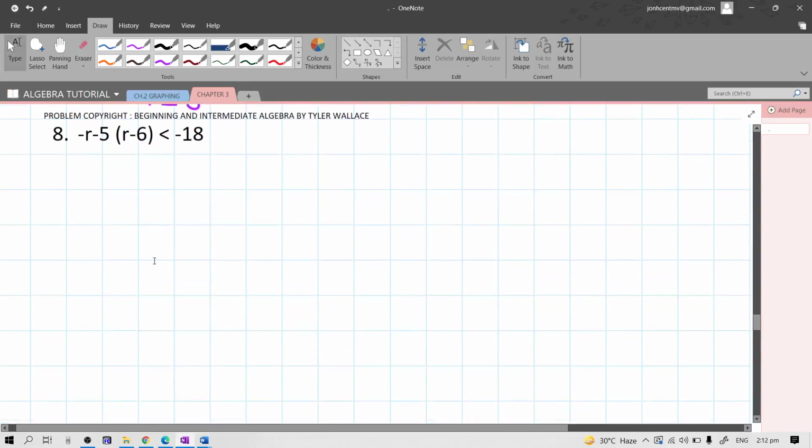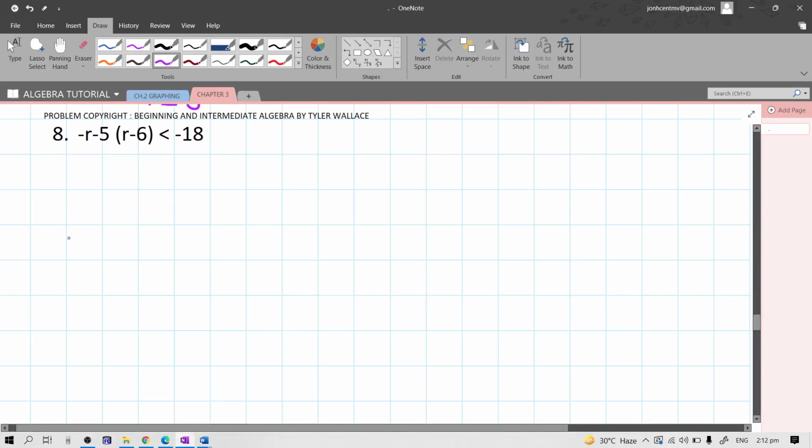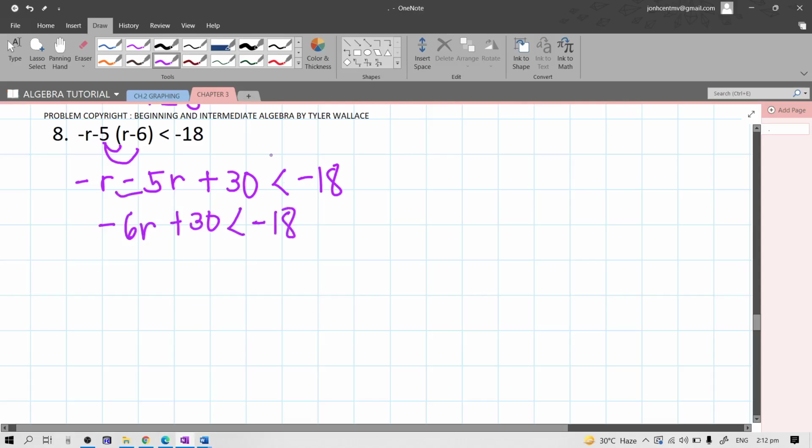Next, for the problem 8, you have negative r minus 5, quantity r minus 6 is less than negative 18. So dito medyo tayo, be careful sa pagsasagot para sa mga signs. Okay? So we have negative r times r minus 5r plus 30 is less than negative 18. So bakit? Ito distribute mo dito. Okay? Then you will have negative 6r, simplify this too, plus 30 is less than negative 18.